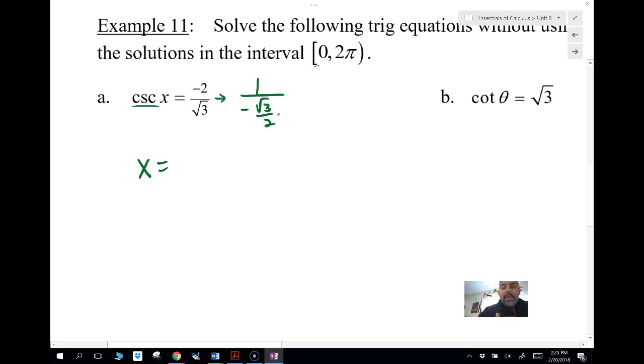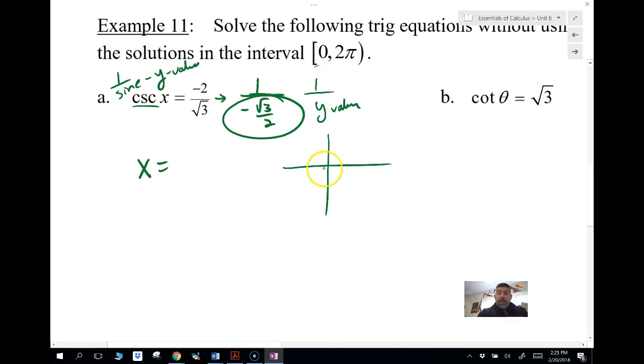Now the reason I divided the top and the bottom by 2 is because I know that cosecant is 1 over sine, and that sine is the y value in my unit circle. So this is really 1 over this y value. And so all I have to do is find any y value that's -root 3 over 2 in my unit circle. Y values that are -root 3 over 2 are going to be right here and right here. And those on the unit circle are at 4 pi over 3 and 5 pi over 3.